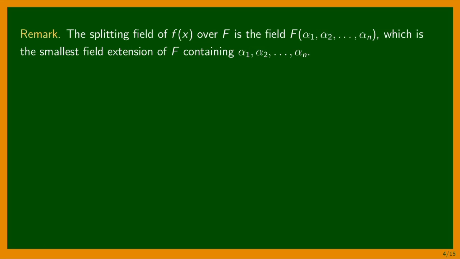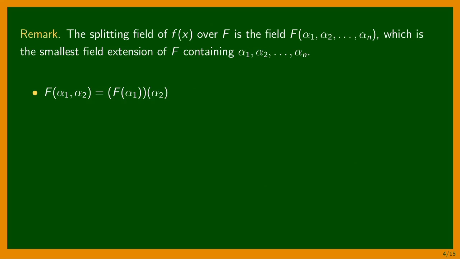The splitting field of f of x over F is the field F adjoin alpha 1, alpha 2, up to alpha n. Diba yung notation na ito means the smallest extension field of F that contains all of the roots. Ang tanong, paano yung ginagawa?